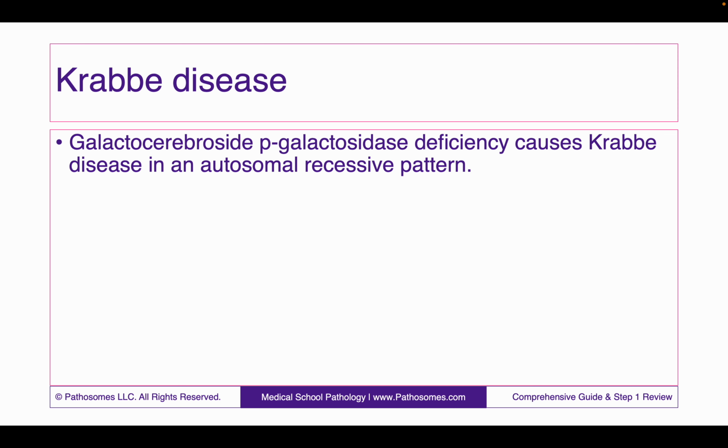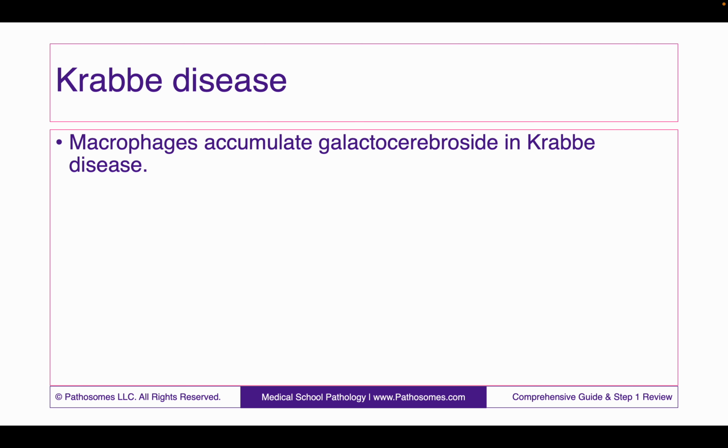Krabbe disease is defined by this galactocerebrosidase, or beta-galactosidase, deficiency inherited in an autosomal recessive pattern. In Krabbe disease, macrophages accumulate galactocerebroside.